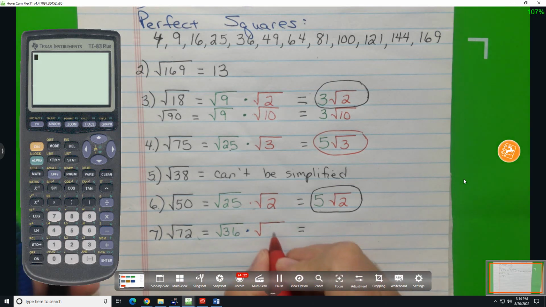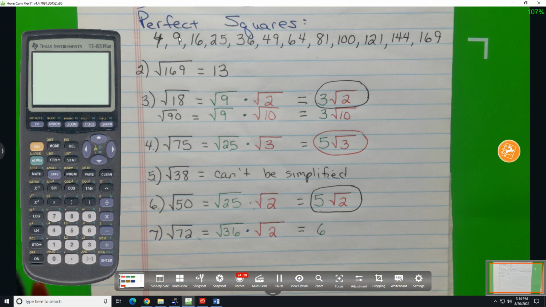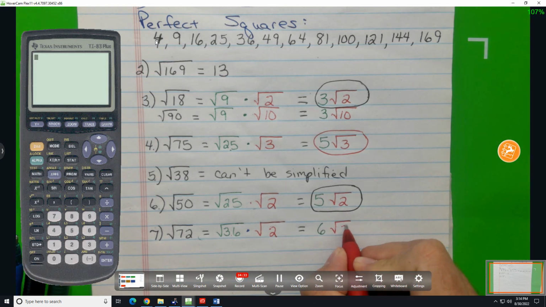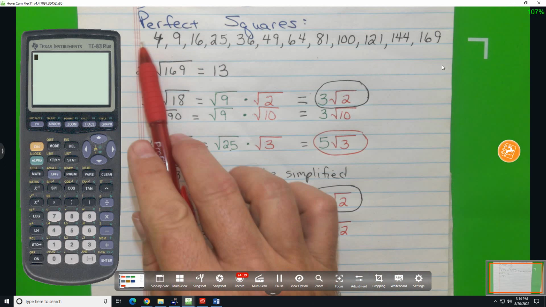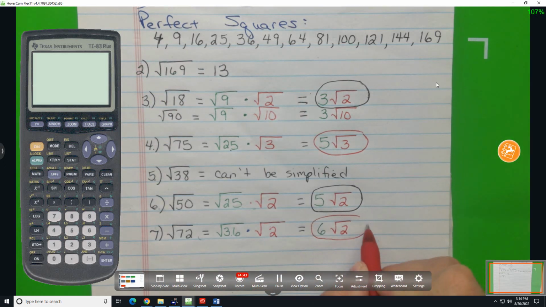You have to use the biggest perfect square that divides in evenly. If you used a 9, what would there be under the radical? 8, and 8 is still divisible by 4. The number that's under the radical cannot be divisible by any other perfect square. So 6 square root of 2.